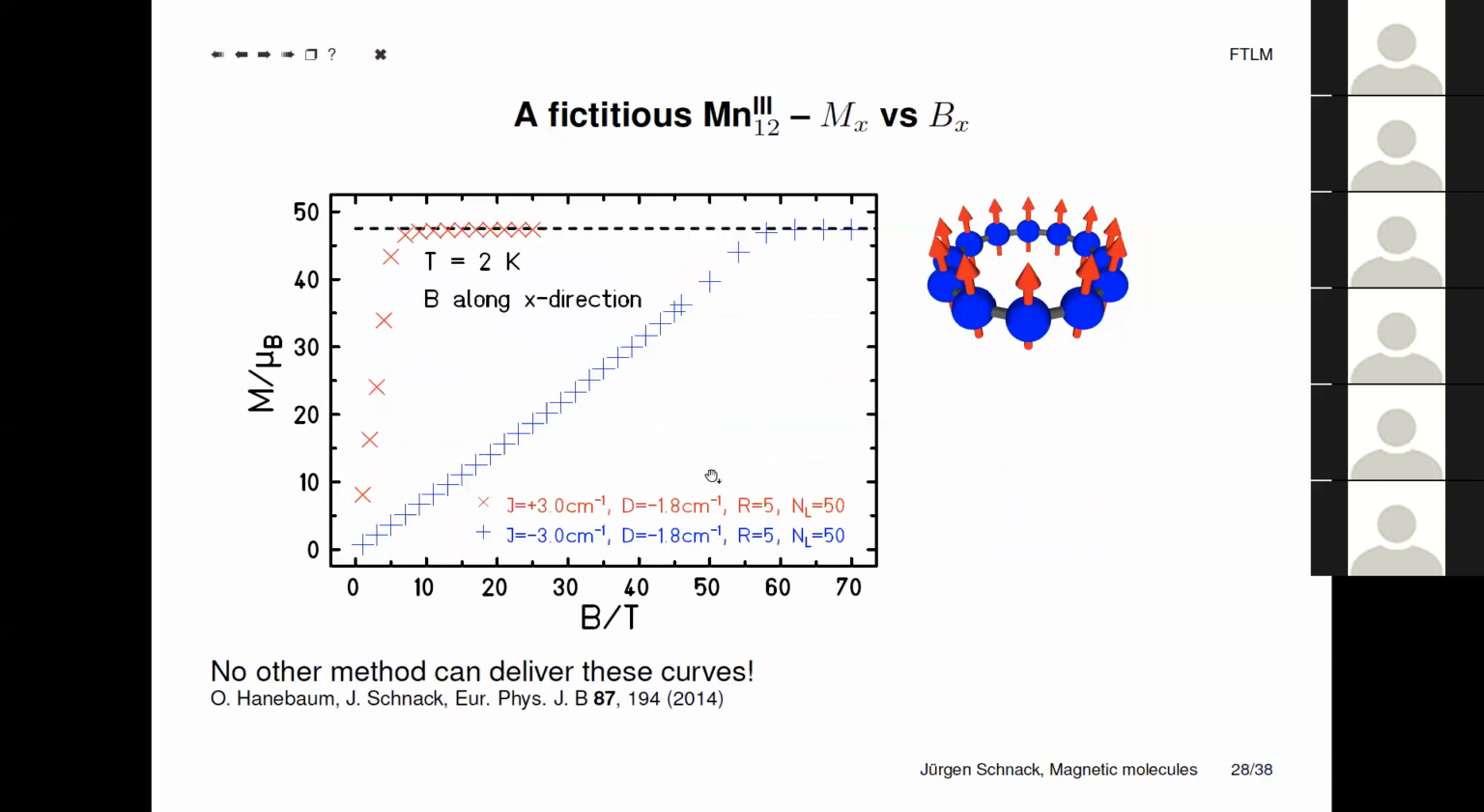Or you can have the field aligned perpendicular to the uniaxial axis. Then all symmetries are gone, basically. And again, we can do the magnetization curve for such a massive molecule.